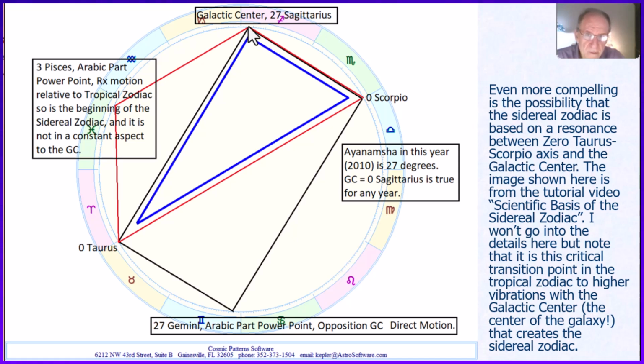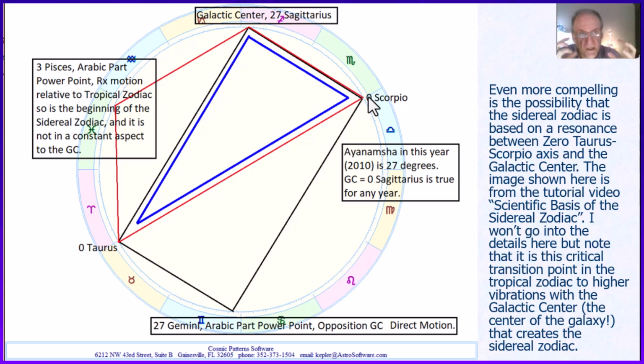if you make a resonance of it to 0 Taurus, 0 Scorpio, because why 0 Taurus, 0 Scorpio rather than the beginning of the zodiac, Aries, and the opposite point, Libra? That would be more obvious, because 0 Scorpio is the symmetry point, and that symmetry point is a transition point to another level. And the theory that I present is that the sidereal zodiac is actually not based on the stars. It's based on 3 levels of spin, of angular momentum. It's all explained in this other video.